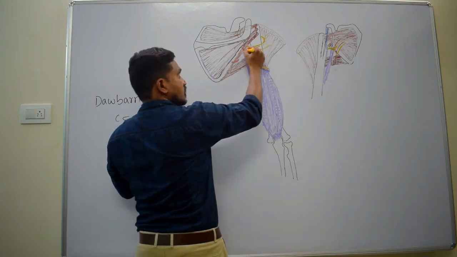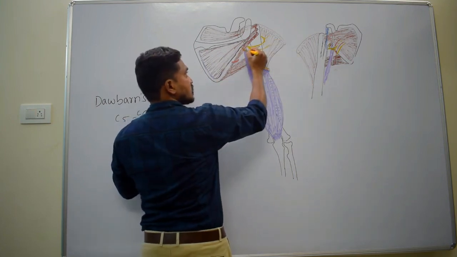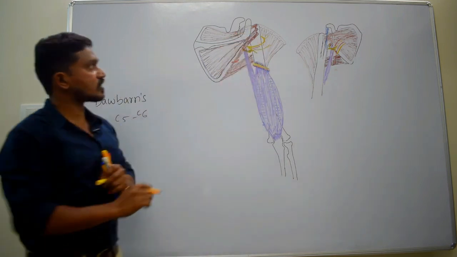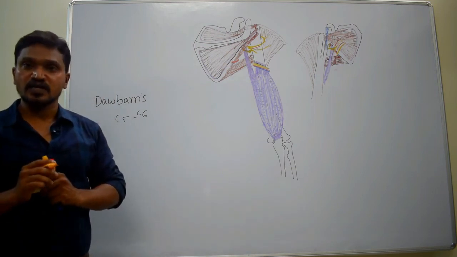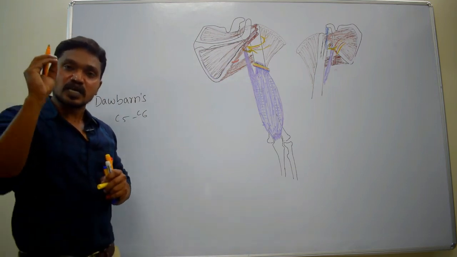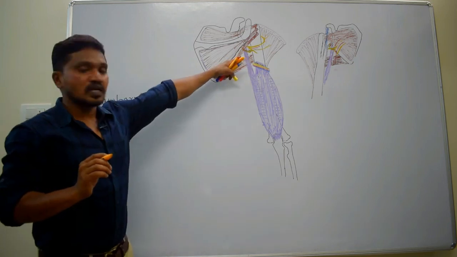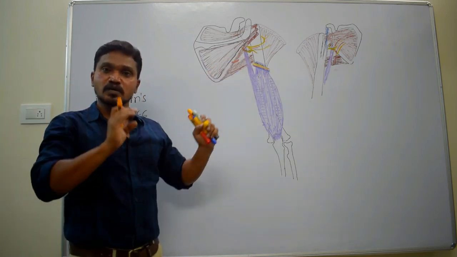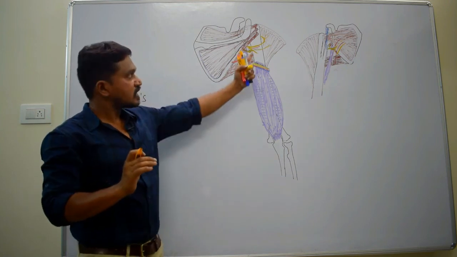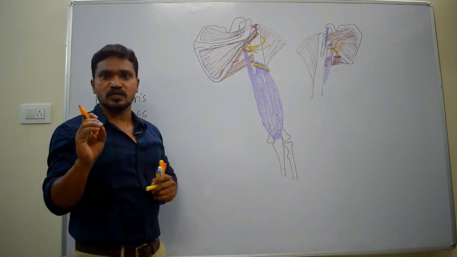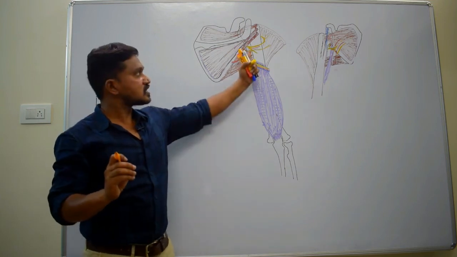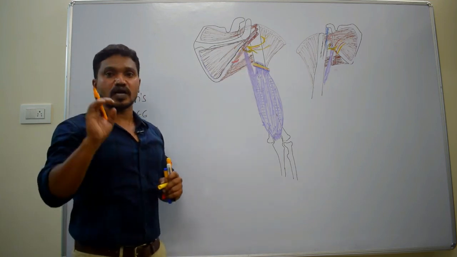This is the branch to the teres minor muscle. The branch to the teres minor muscle shows one dilatation here. See here, I am drawing the dilatation. This dilatation is what we call a pseudoganglion. Since it doesn't have any cell bodies of neurons, it is a pseudoganglion. If you have cell bodies of neurons, that arrangement is a ganglion. But here, it doesn't have any cell bodies. It is made up of fibrofatty tissue. That's why this dilatation is called a pseudoganglion.